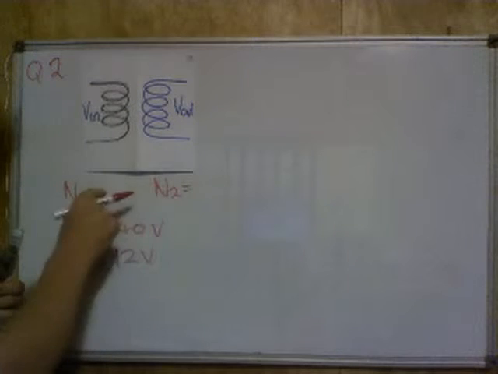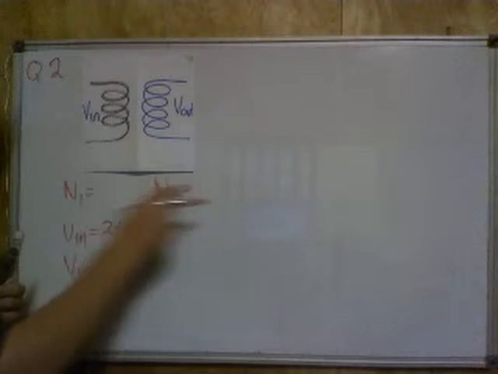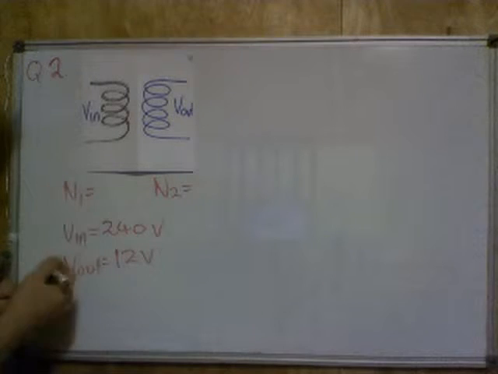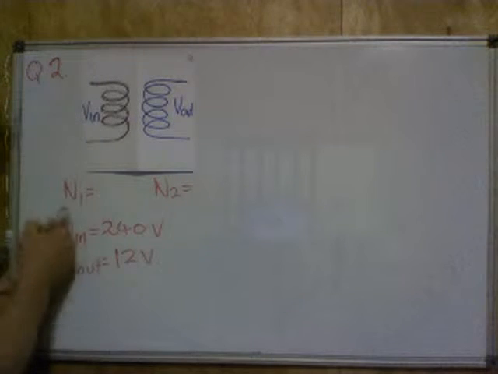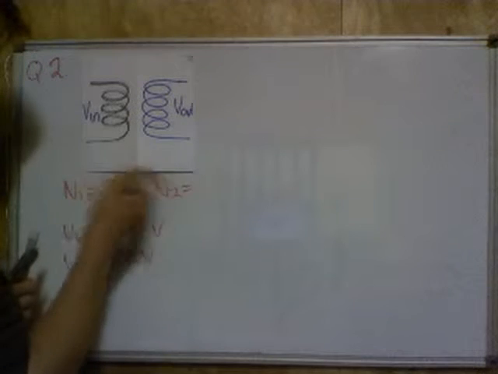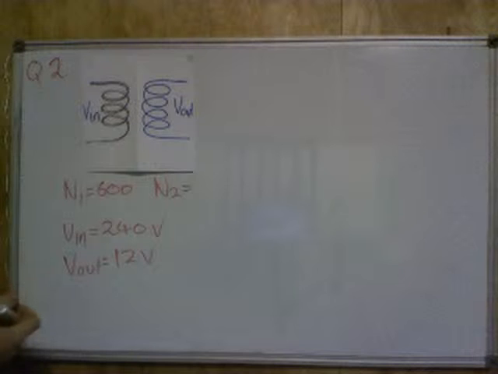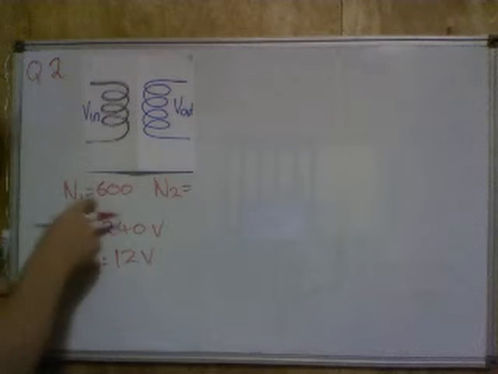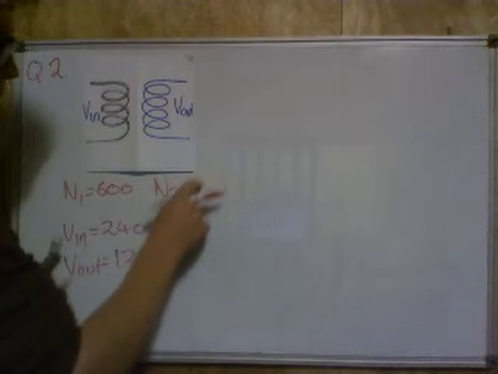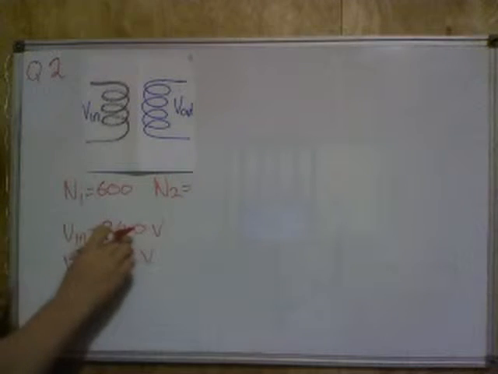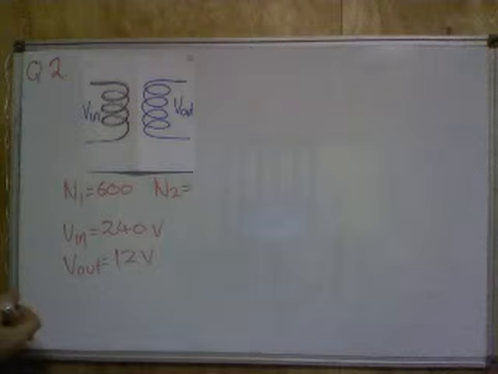Now here we can't solve for both of these. We can't have two unknowns in the equation. We're only allowed to have one unknown. So they'll usually tell you, for example, that the number of turns on the input side is 600. Okay, so we've got 600 turns there on the input. And they'll ask you, how many turns of wire do we need on the output side, N2, to make this conversion from 240 down to 12 volts.